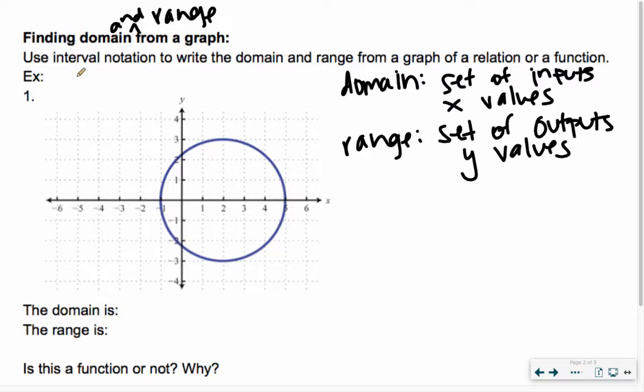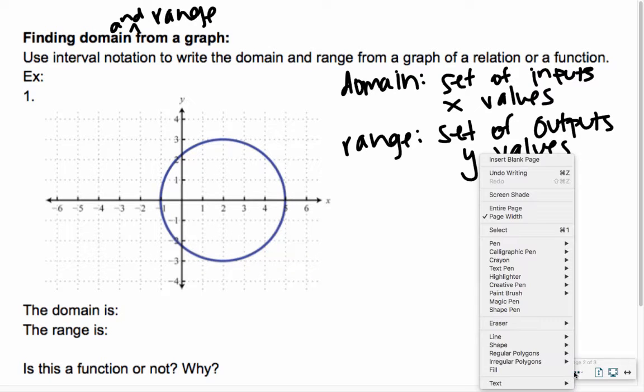So we're going to use interval notation to write the domain and range from a graph of a relation or a function. Okay? So even if it's not a function, we can still find the domain and range. Relations have domain and range. Okay, so I'm going to show you a way to do this, and we are going to use highlighters.